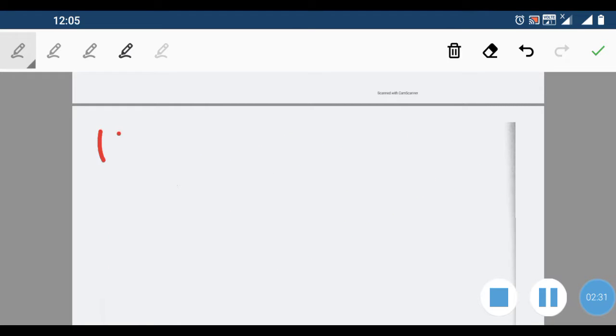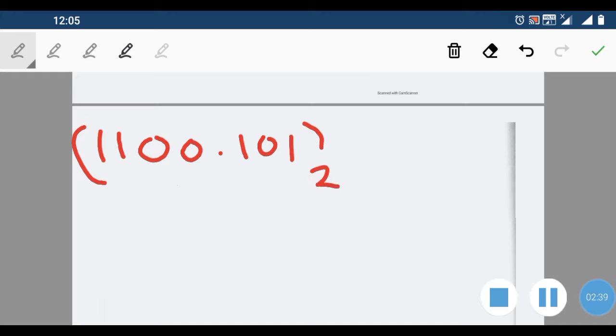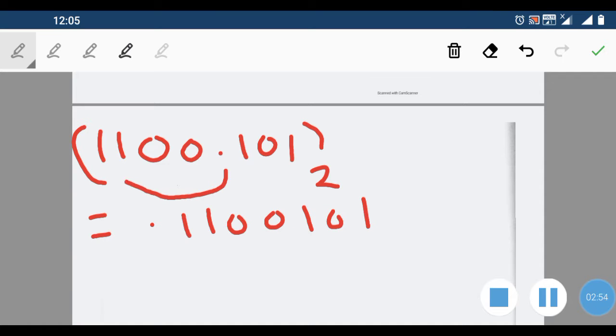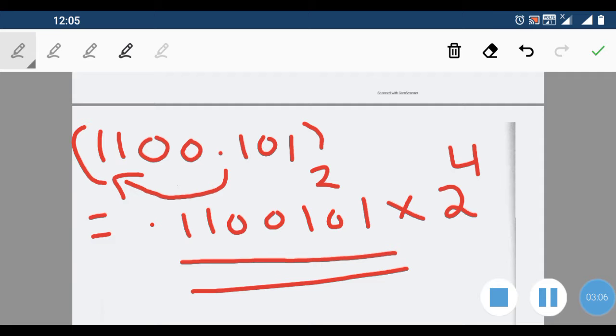Next, the number is 1100.101. That is our decimal binary number. So you have to represent this number in the normalized form. For that we can express this number as 0.1100101. So we have shifted the binary point into this place, so the corresponding number becomes this into 2 raised to 4. So this is the mantissa part and this is in the normalized form.